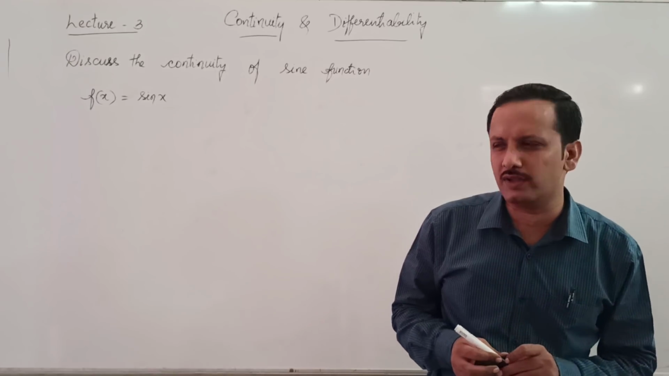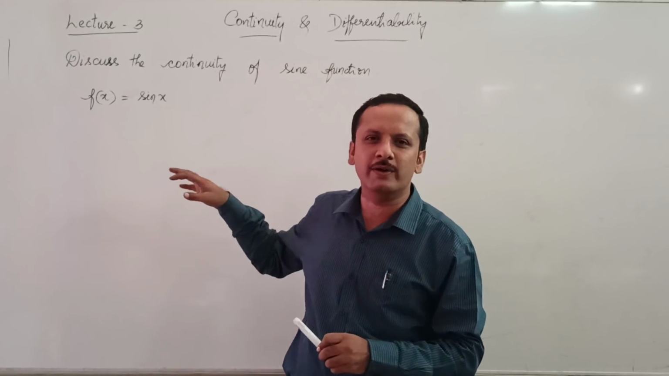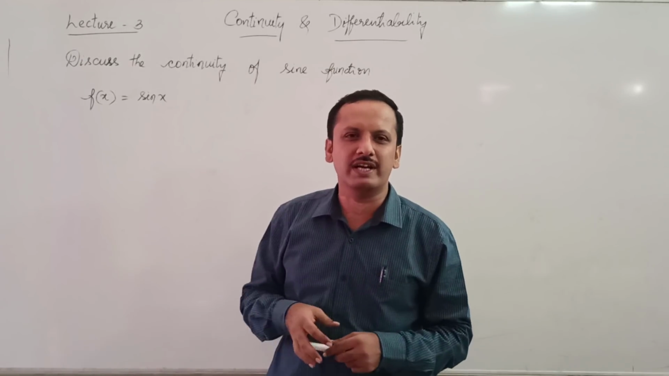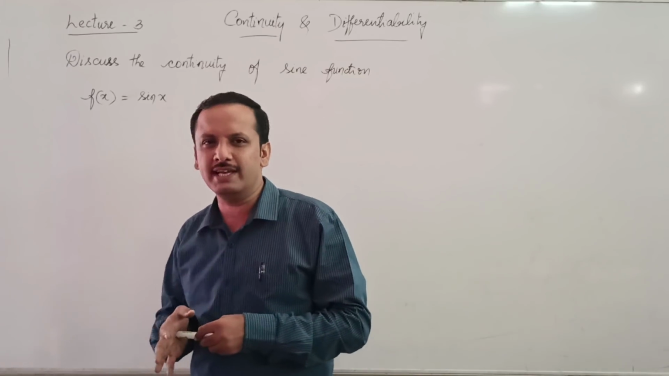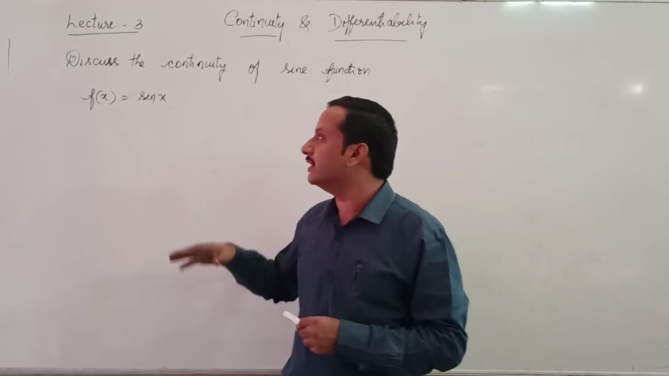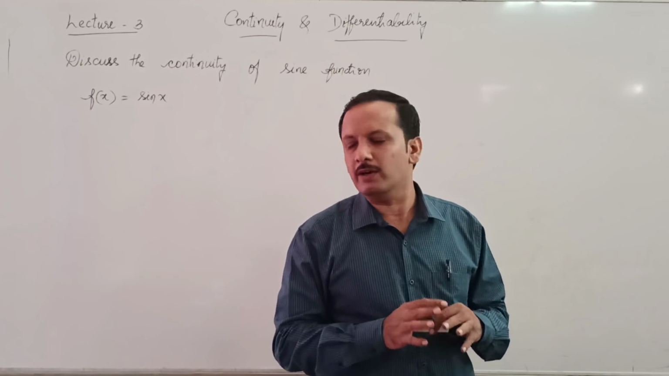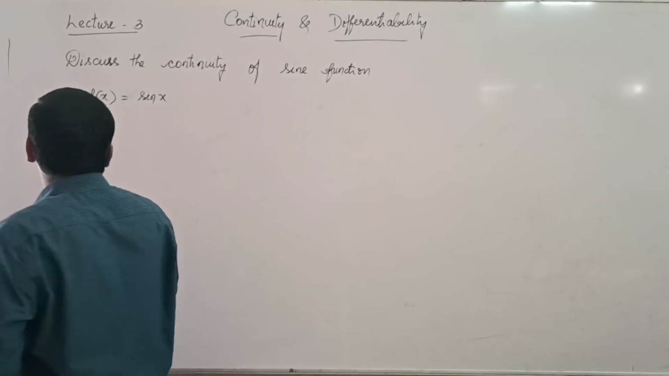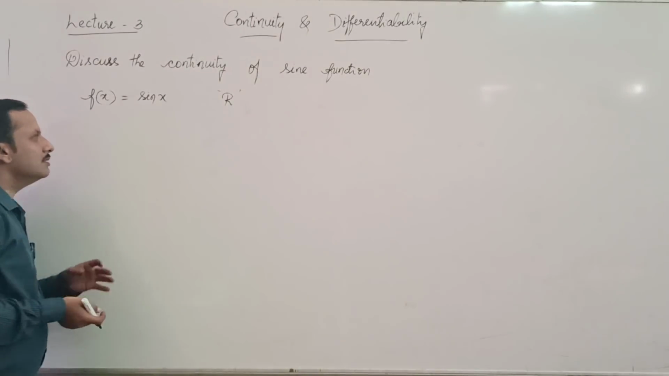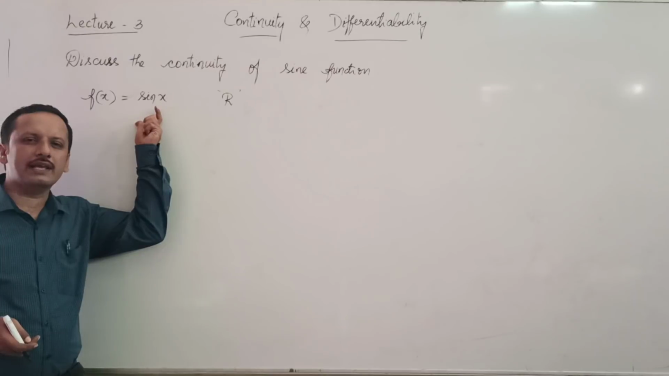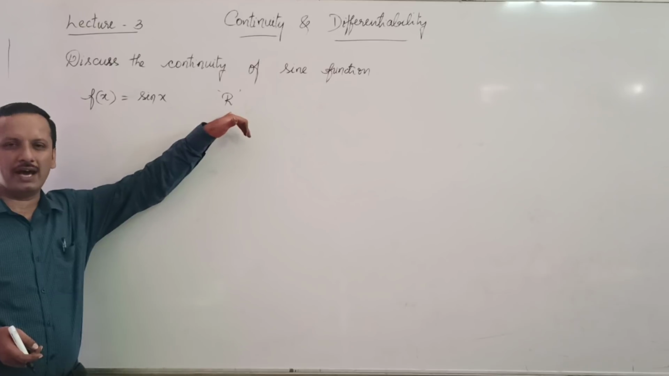Already in my first video, while giving examples for continuous functions, I have given the example of sine x. There I have told you that it is a continuous function. However, if this question is asked in the examination, then how to solve it, I will explain now. So f of x equal to sine x we have. The domain is the set of all real numbers, because sine x is defined for all real values of x. So we have to show that this function is continuous on R.